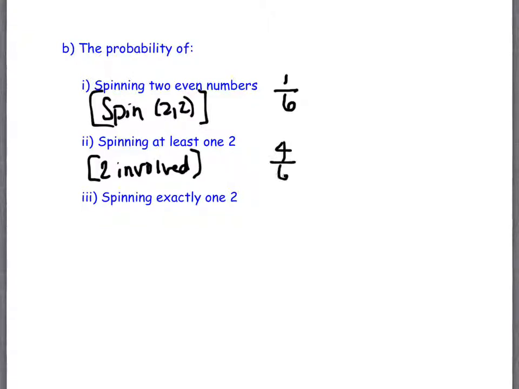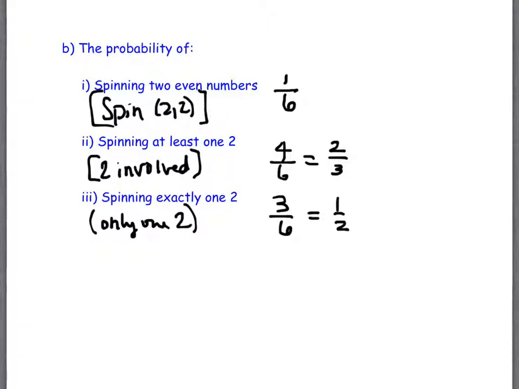Four out of 6, which we can reduce to 2/3. So when you're using fractions, I will expect that you will reduce them. If you want to change them into decimals, that's fine too. Last one, spinning exactly 1, 2. 3 out of 6. What gets excluded? 2, 2. Yeah. So we have only 1, 2 involved, and that would be a 3 out of 6 probability.